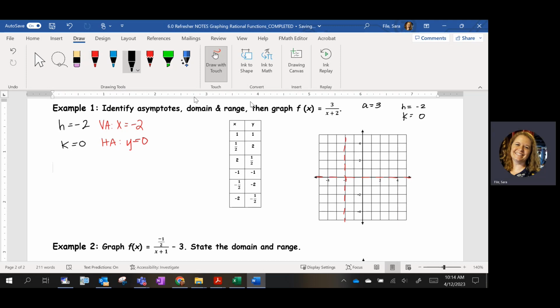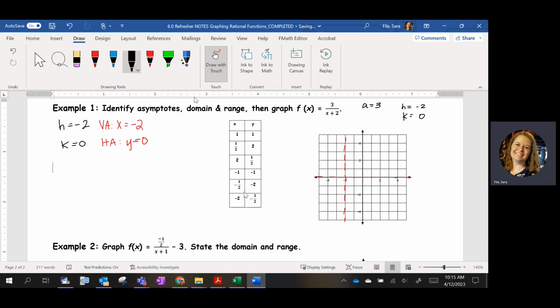Now the curves, remember in the parent function, there's a curve in the top right quadrant and the bottom left quadrant. And that's only going to change if you're multiplying by a negative. That's going to flip. Okay, and there's no negative here. So I know there's going to be a curve in the top right quadrant and the bottom left quadrant.